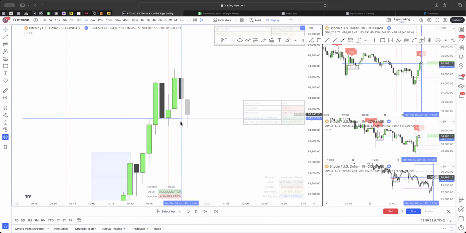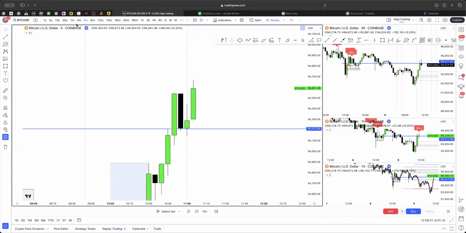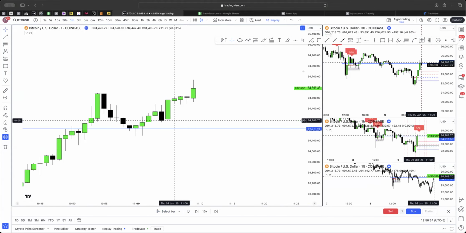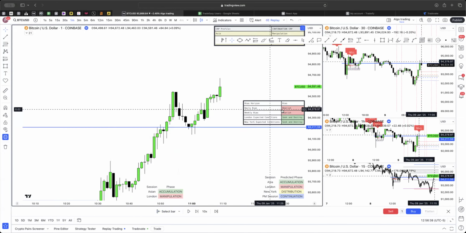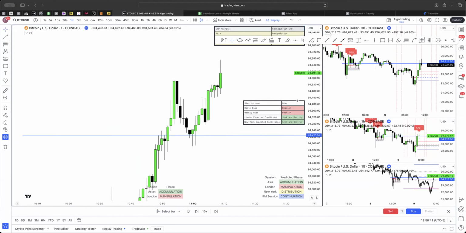But my entry was actually based on the 1 minute chart. Okay, because I knew that I got a sell signal. I know that we're getting a sell projection. So I can easily take a sell, and my daily bias is bearish. My weekly bias is also bearish, right?